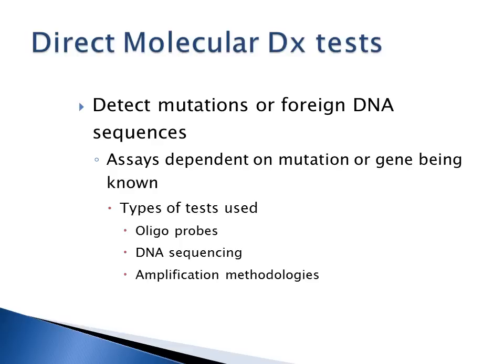You can do direct molecular testing. Direct testing is where you're actually reading the DNA sequence and comparing that DNA sequence with the normal DNA sequence, looking for mutations or alterations in that sequence. The thing about direct molecular testing is that you need to know what the sequence is in order to compare it. That's one of the nice things about direct testing, but you really need to know that sequence before you can develop a direct test.